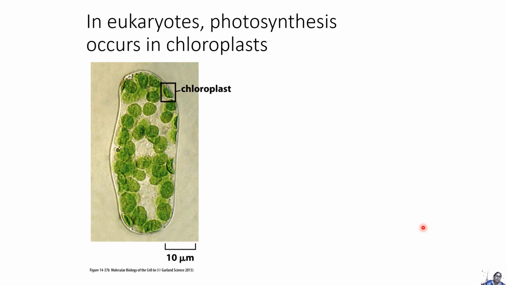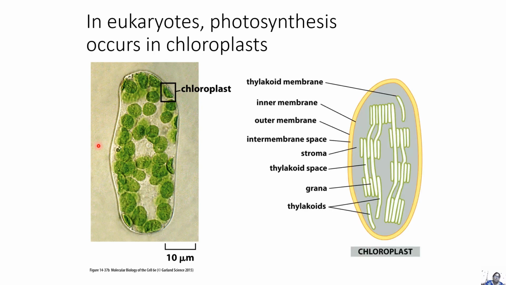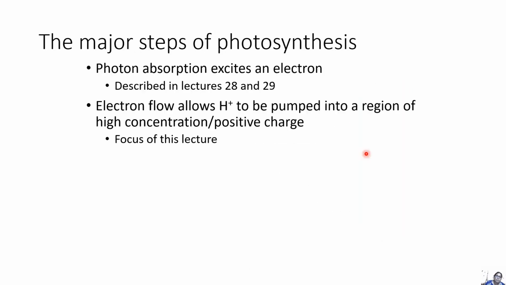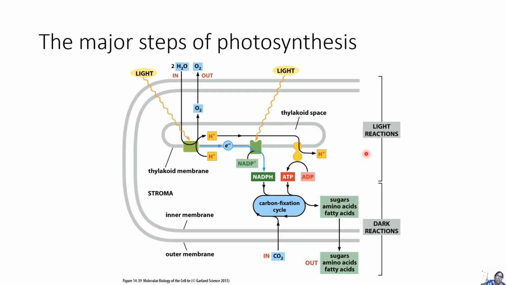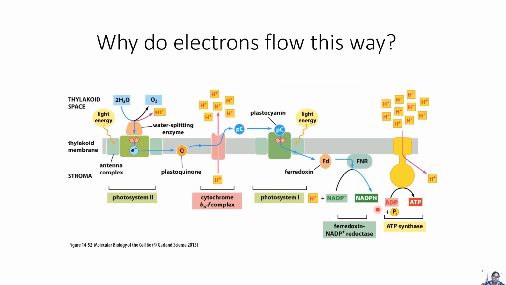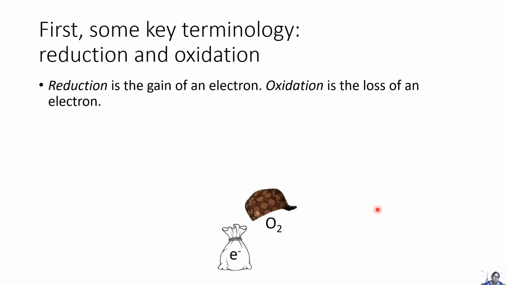So in eukaryotes, photosynthesis occurs in chloroplasts. You can see over here, the major steps of photosynthesis. Photon absorption excites an electron. Electrons flow, protons are pumped into a region of high concentration of positive charge, and H plus flows out of the high concentration region. Okay, so these are the major steps of photosynthesis. You can see the entire schematic over here.